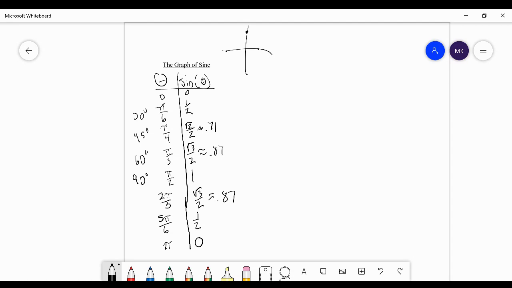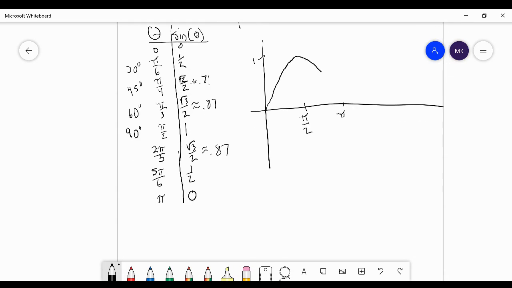Okay, that's cool. So far, if I look at a graph starting at 0, it goes up to 1 at pi over 2, and it comes back down to 0 at pi. I'm not going to sketch what happens there. What do you think happens after that? Does it go back up?